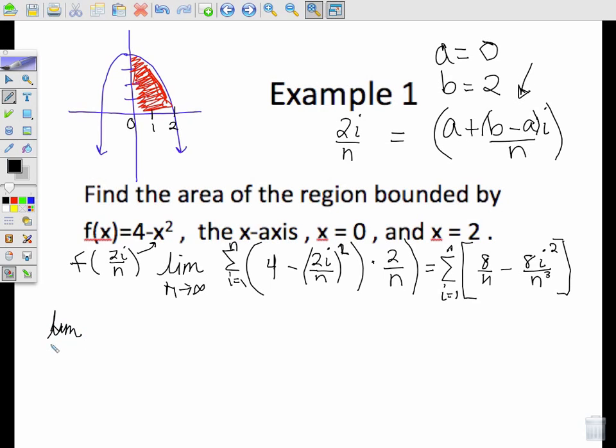Okay, so I still have the limit as n approaches infinity of the sum, and when I separate these sums, I'm going to put the coefficient in front, so 1 over n of the sum of 8, where i is from 1 to n, and minus 8 over n to the third, sum of i to the second.